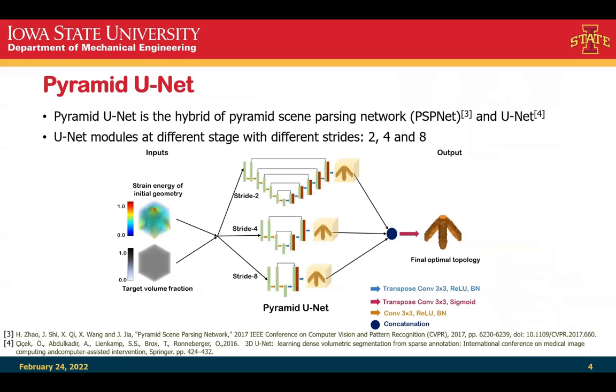Let me give you brief insights on the pyramid unit architecture we implemented. It is a hybrid of the pyramid scene parsing network, known as PSPNet, and UNet. In this architecture, UNet modules are arranged in the stages of a pyramid with different strides at each stage, as can be seen from the figure. At the end, we concatenate the output from different stages and process them to obtain the prediction.